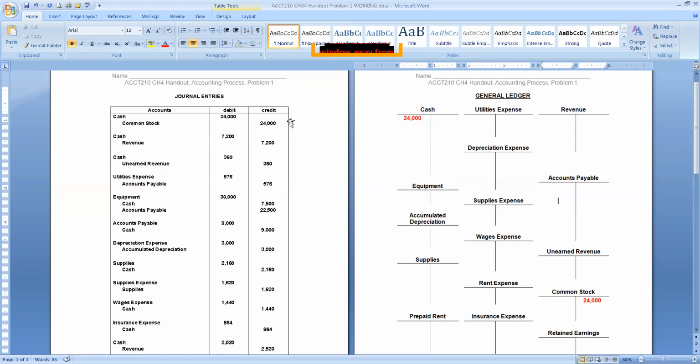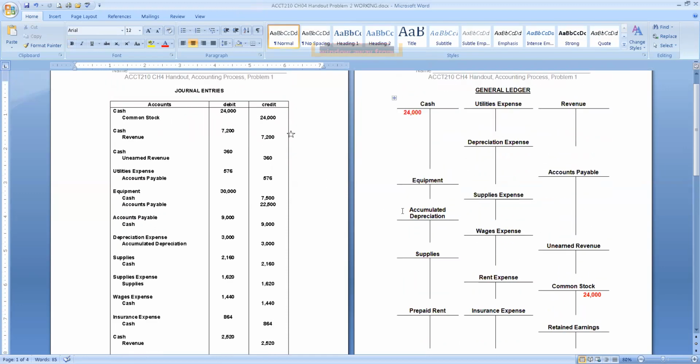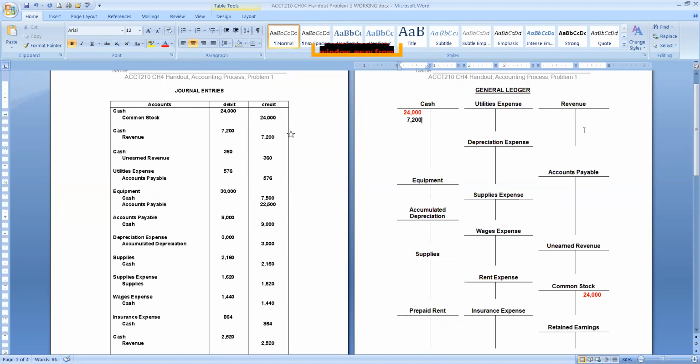Okay, so we go to the next one. Cash is going up by a debit of 7,200. Let's make that, I don't know, that color, whatever that color is.